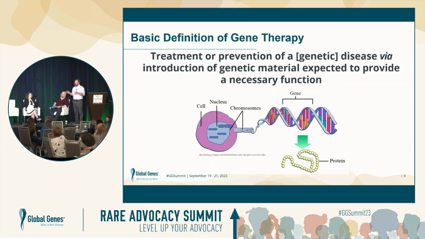So what is the basic definition of gene therapy? It's the treatment or prevention of a genetic disease via introduction of a genetic material expected to provide a necessary function. I know that's a lot of words, but basically, in the simplest terms, we're taking the known gene that has the native function, and we're putting it in a cell and telling it to make the native protein. We're just trying to replace it.